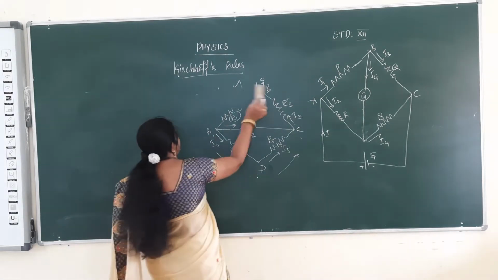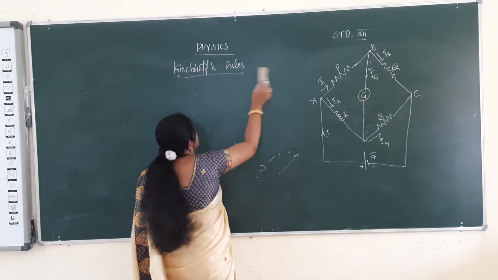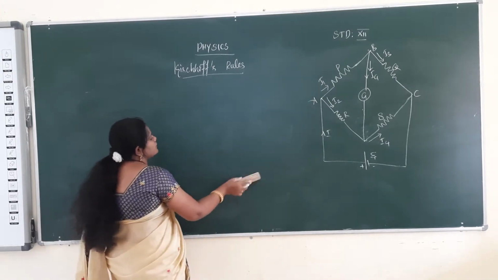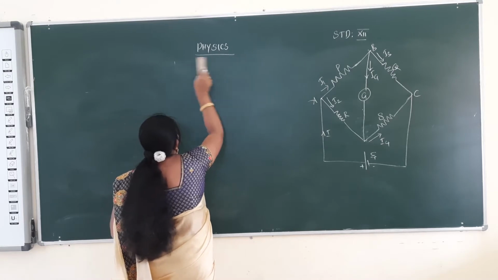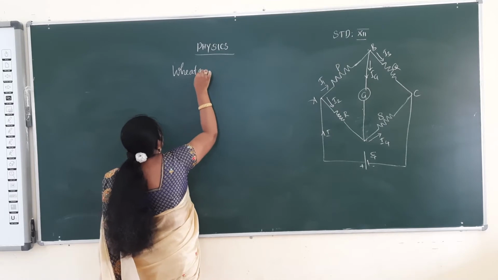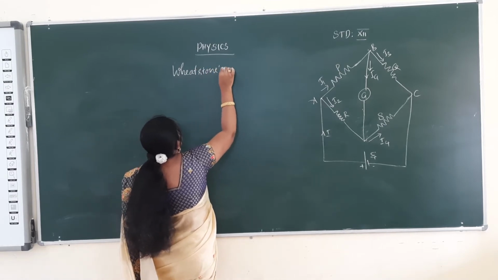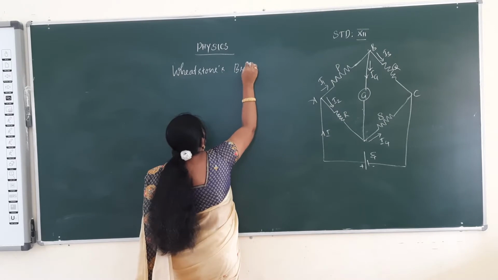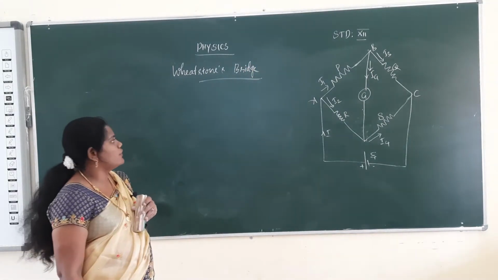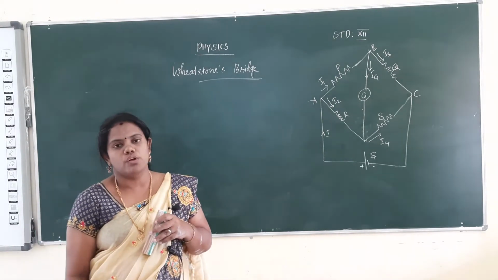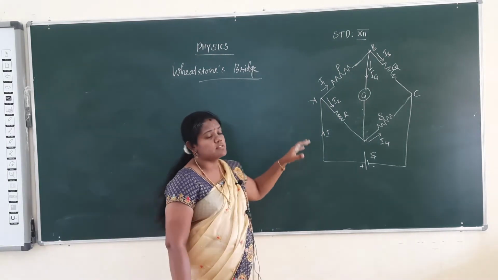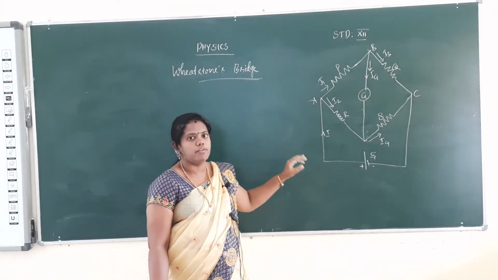Okay, now I will explain the Wheatstone bridge. Wheatstone bridge is an application of Kirchhoff's rules. Okay, so Wheatstone bridge has one circuit. Okay, this is the circuit. Wheatstone bridge is an important topic, you have to listen carefully and then learn well.